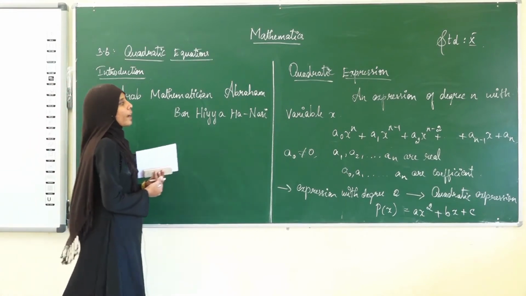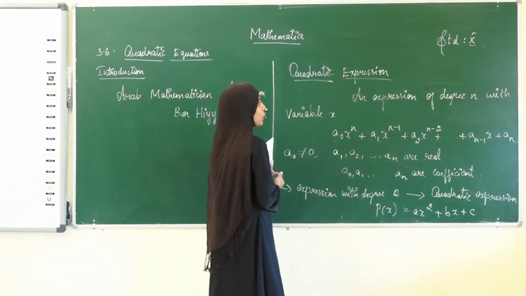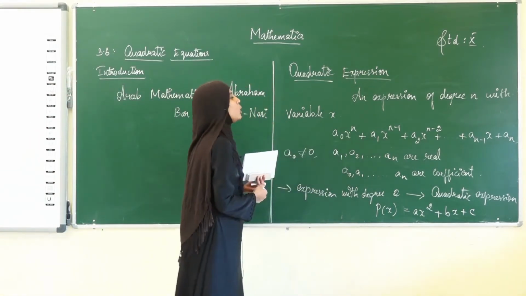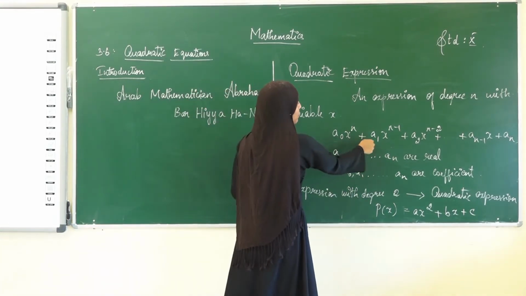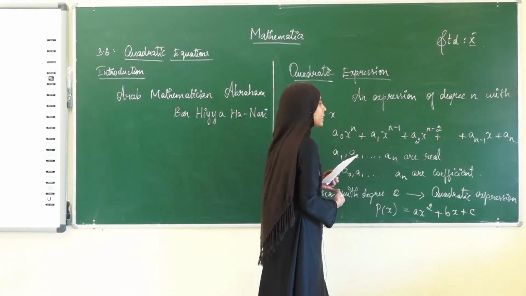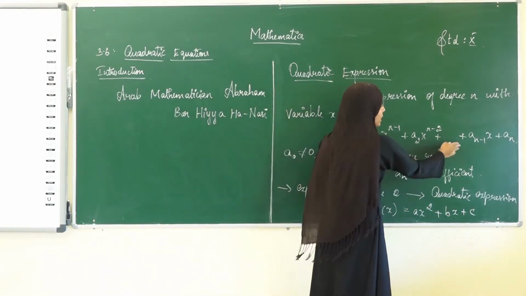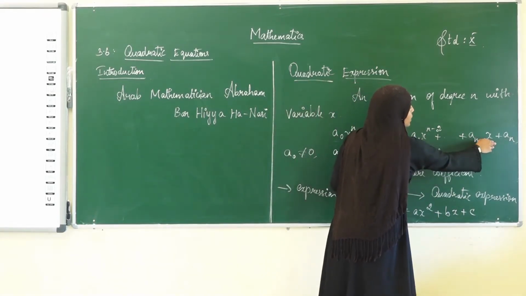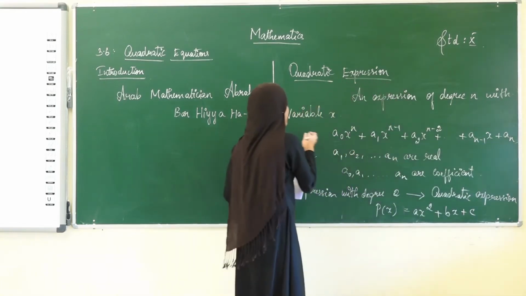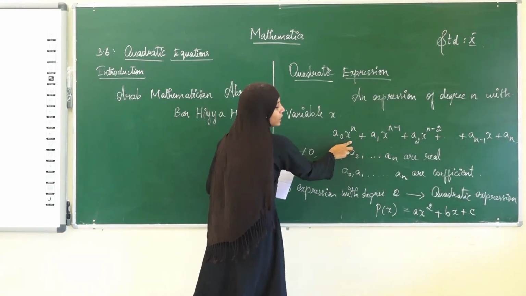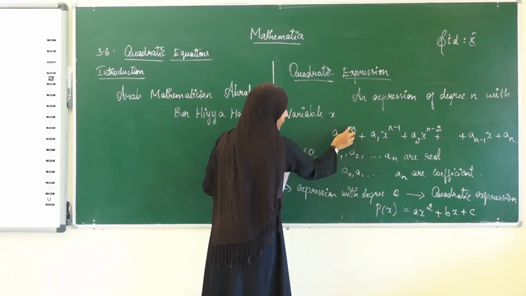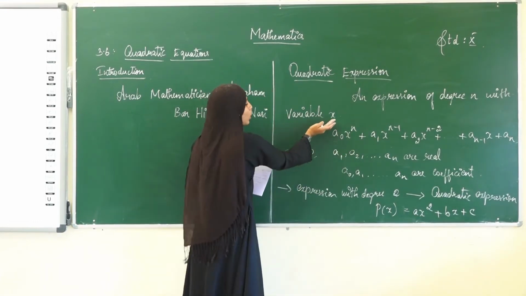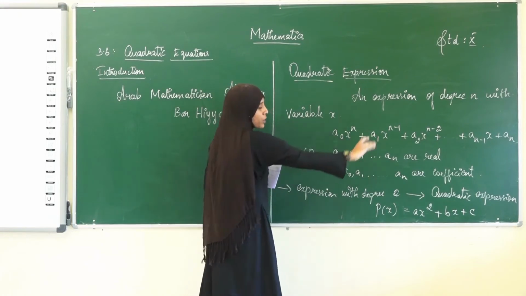So the quadratic expression, how will it be? An expression of degree n with variable x. This is the expression a0 x power n plus a1 x power n minus 1 plus a2 x power n minus 2 plus up to, etc., plus an minus 1 into x plus an. Here this x is called the variable and it is of degree n. The highest degree is n, therefore the degree of the whole expression becomes n.